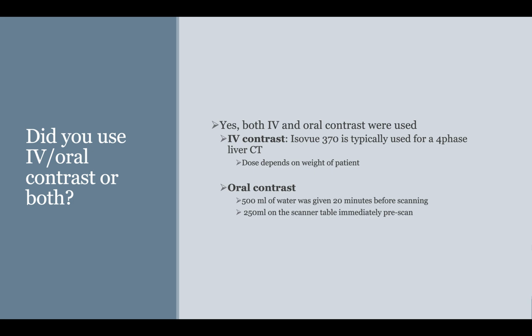If the patient is less than 200 pounds, then 75 mLs are usually administered. If the patient is from 200 to 250 pounds, then 100 mLs are usually administered. And if the patient is more than 250 pounds, then 125 mLs are administered. If Isovue 370 is unavailable, then Omnipaque 250 can also be used as a substitute.